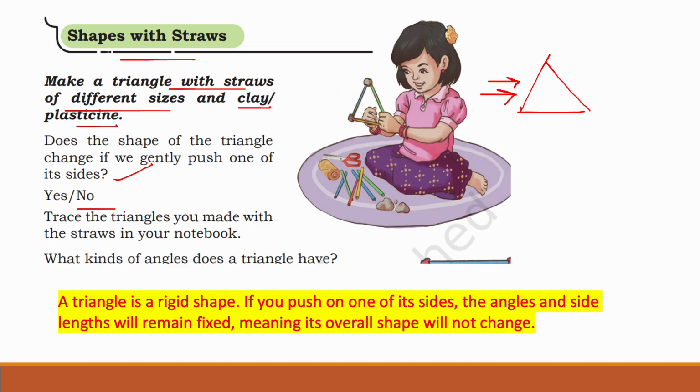A triangle is a rigid shape. If you push on one of its sides, the angles and side length will remain fixed, meaning its overall shape will not change. So, if we gently push one of its sides, the shape of the triangle does not change. You have to push gently. If you apply more force, then the straws will break. Then, trace the triangles you made with the straws in your notebook.